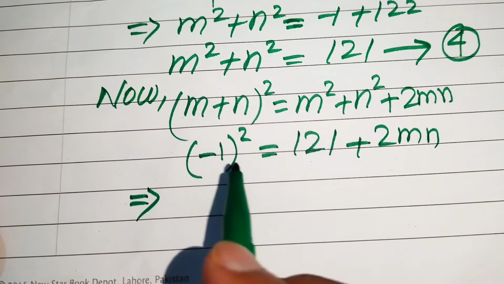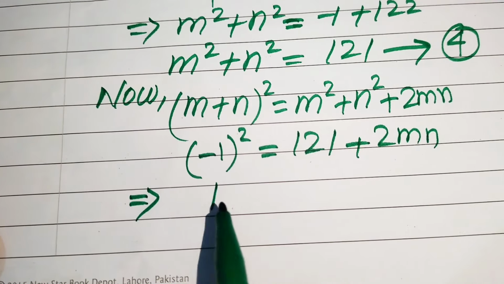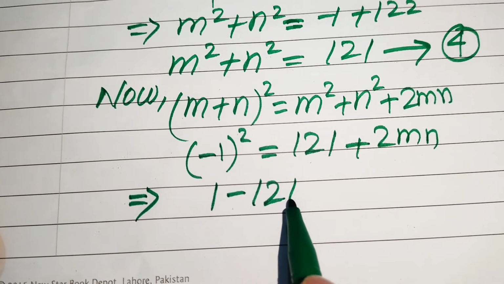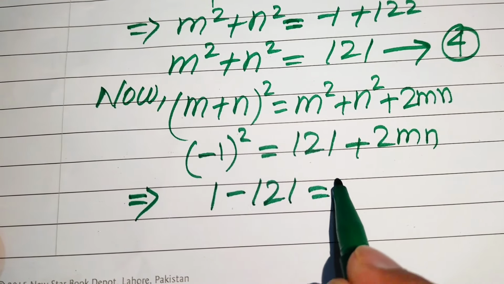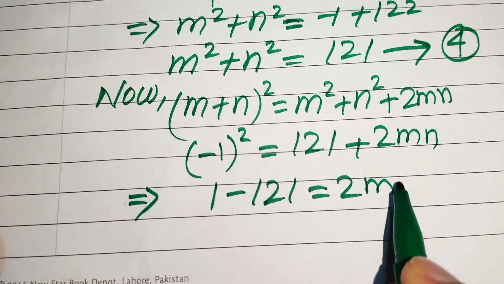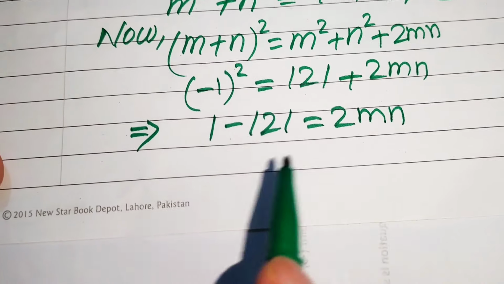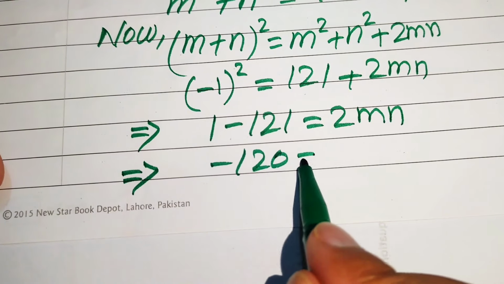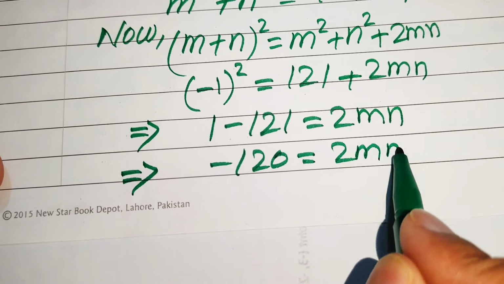So this equation implies that minus 1 square becomes plus 1, and we move this 121 to the left hand side, and it becomes minus 121. It is equal to 2 times m multiplied by n. So this equation implies that minus 120 equals 2 times mn.